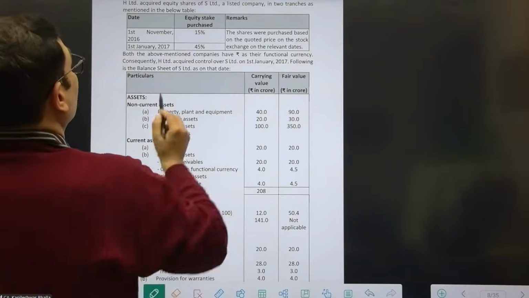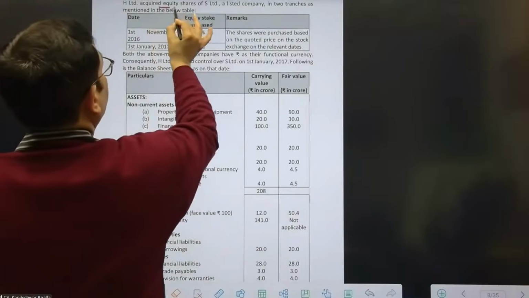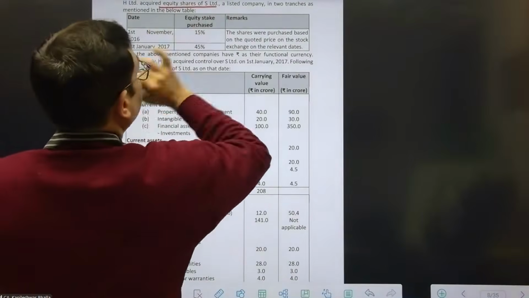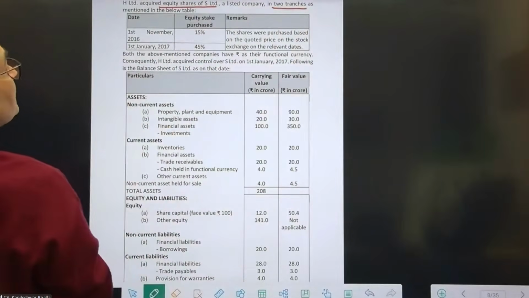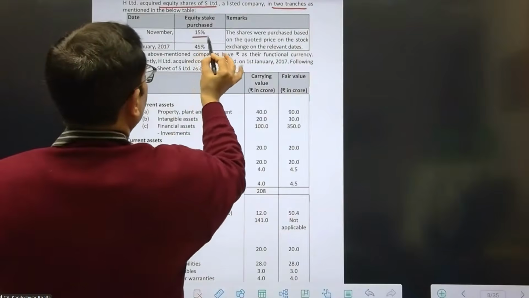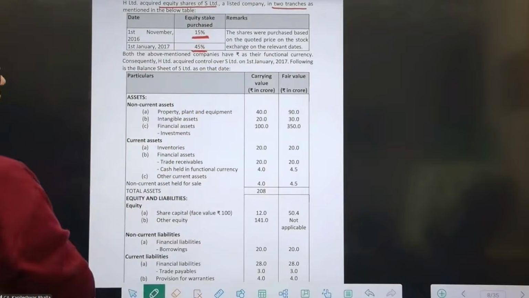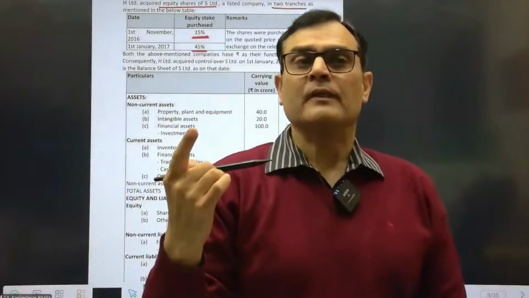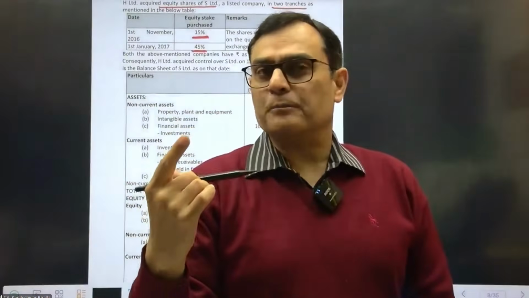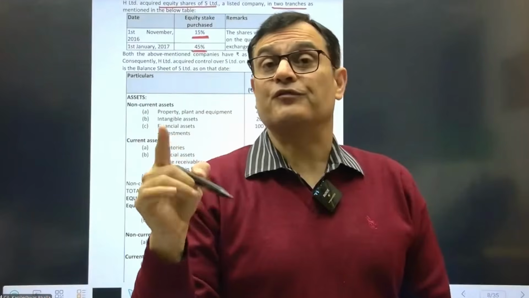It says H acquired equity shares of S, a listed company, in 2 tranches. It says on 1st November 16, 15% shares were acquired, and then on January 17, 45% shares are acquired. I'm thinking aloud as I'm reading the question, just to connect the dots. Can I say this becomes a case of a PHI, a case of a step acquisition? And in this case, it's a conversion of a passive investor to a case of control.